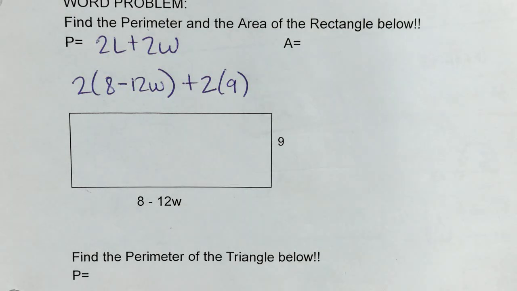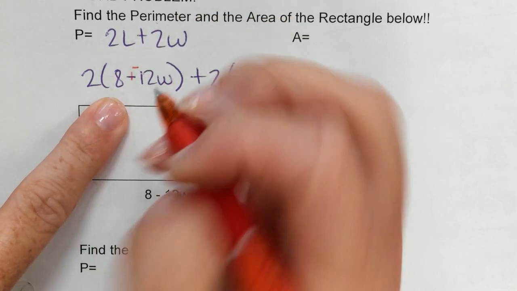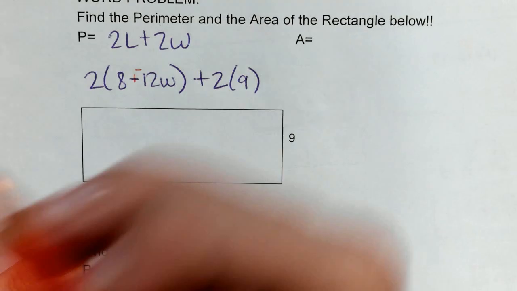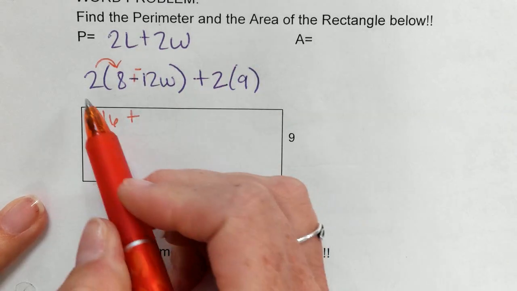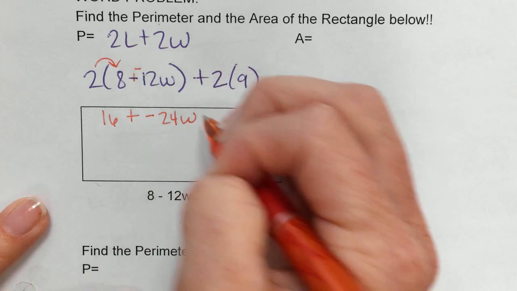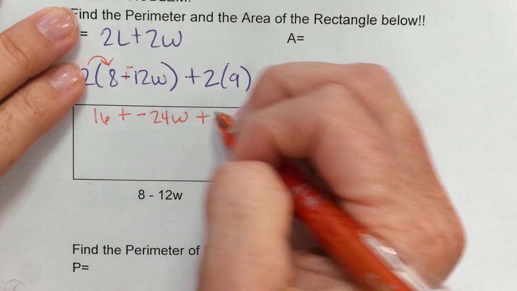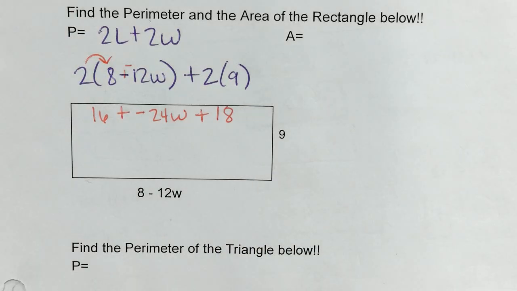What am I going to do to this parentheses before I do anything? Change. I'm now going to distribute the 2 to the 8. What's 2 times 8? 16 plus 2 times negative 12w, negative 24w. Now I'm done with this, yes? Now I'm going to do plus, what's 2 times 9? Okay, I'm almost done. Why am I not finished? I must combine the like terms.